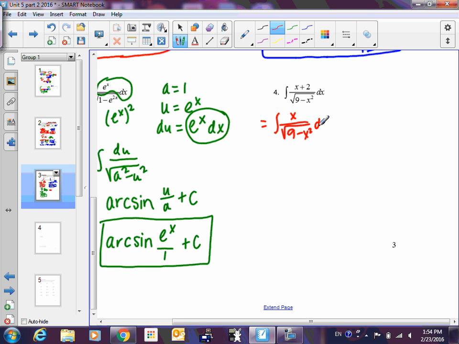So I have the x over the denominator, have that integral. And then I have a whole other integral for just the 2. Okay, so you can write this down. What's going to happen is one of these is going to work out like an old u substitution problem, and one of them is going to work out like the arc sine.